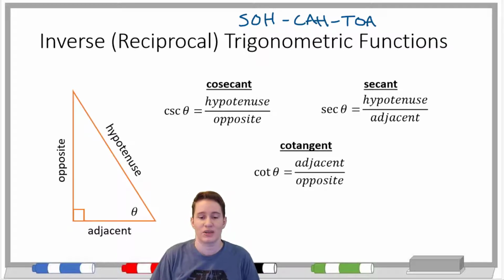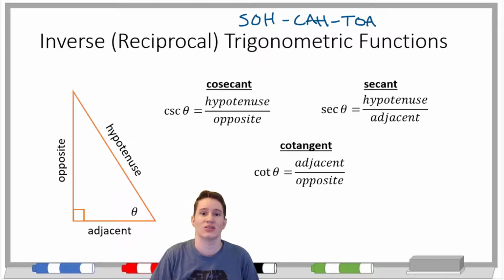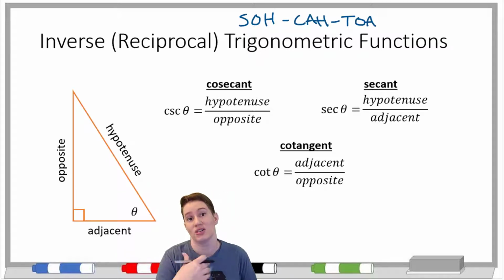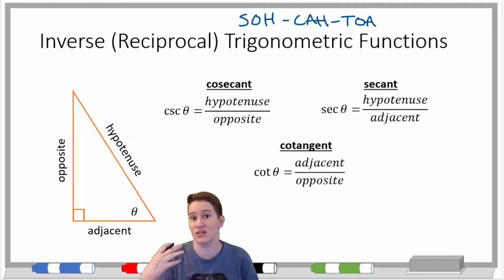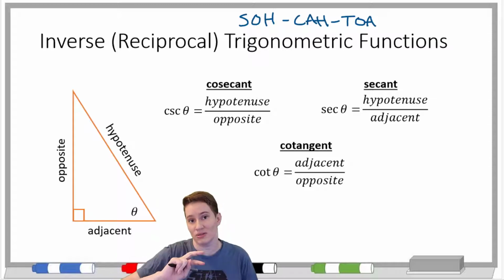So here's what I do. I know what sine, cosine, and tangent are. I know which sides go with sine, cosine, and tangent. And so I know these 3 are reciprocals of sine, cosine, and tangent. So if I can just remember which one goes with which, I don't need to memorize a new acronym. I can just say, okay, sine and cosecant are reciprocals. So if I need cosecant, I'm just going to flip what sine is. Sine is opposite over hypotenuse, so I'm going to flip it, and that's going to be hypotenuse over opposite.